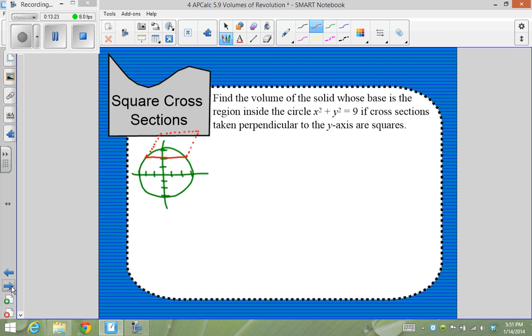When you're looking at these, your volume is going to be the integral from, in this case, C to D, because it's perpendicular to the y-axis, so I have to be doing things in terms of y. And then I want the area of the shape that it gave me in terms of y. Area for any square is side squared. Because it said this was a square, that shape that came out, my area for that shape is side squared.